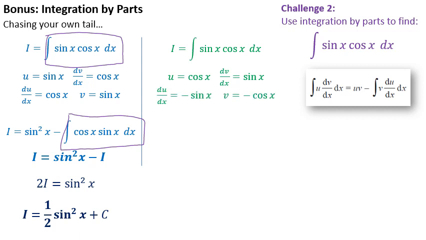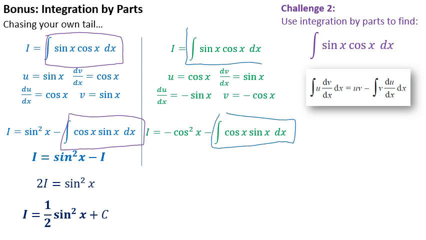We get some negative signs in here when we differentiate and integrate those two functions, and when we apply the parts formula, we still get something remarkably similar. We get the integral that we started by trying to find as part of the integral we're trying to find. The only difference is we've got a cos squared x instead of a sine squared x. Or maybe that doesn't bother you much.